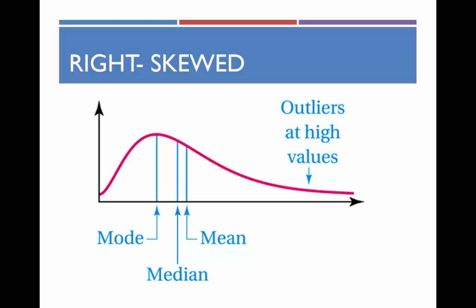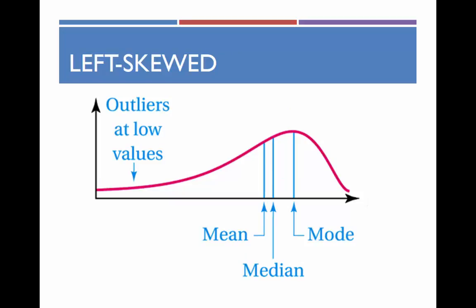Recognize here, outliers are going to exist at the high values. Left or negatively skewed distribution. This time outliers are on the left-hand side of the graph. Recognize the mean gets pulled towards whichever direction the outliers exist.